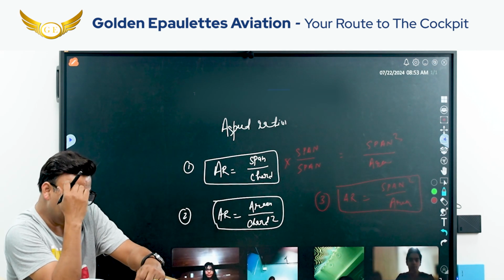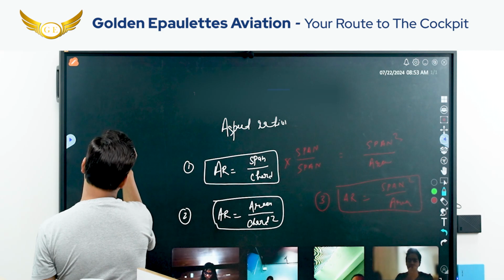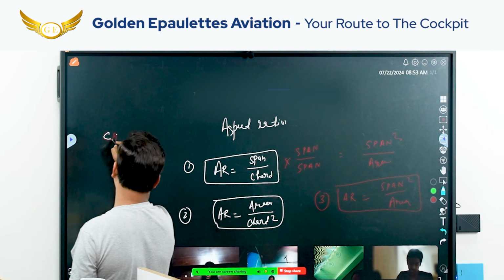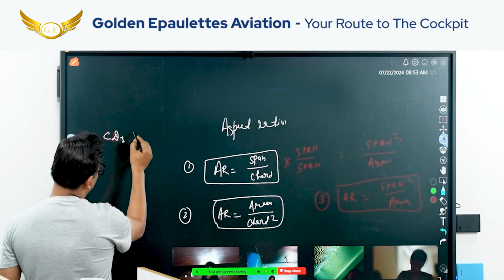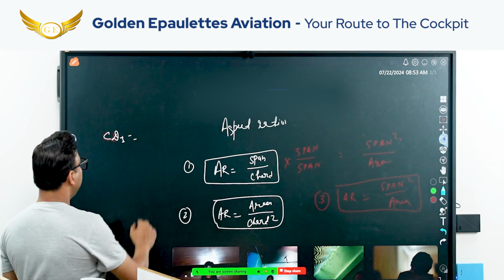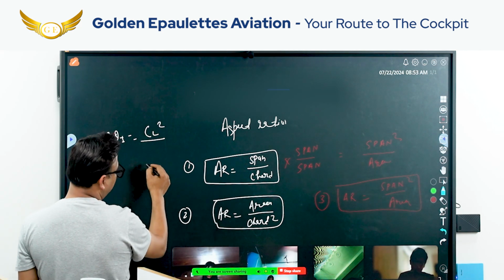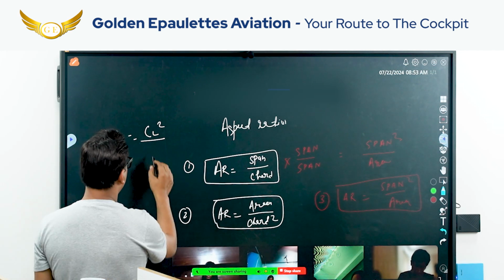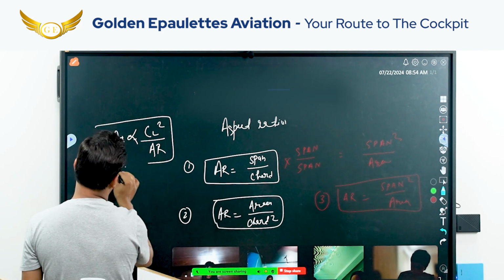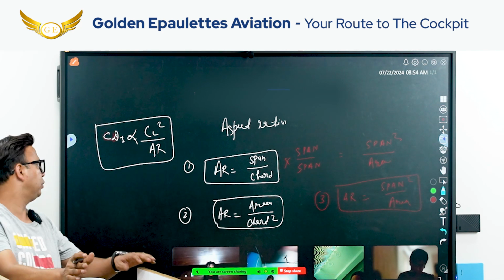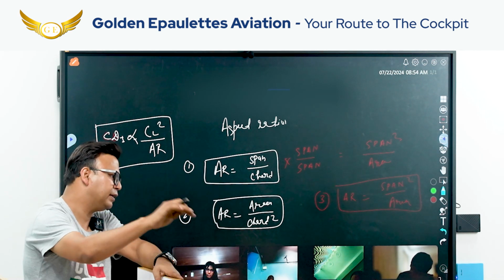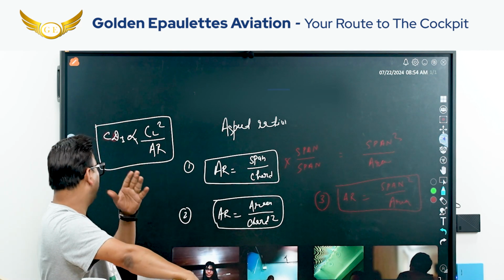Coefficient of induced drag, CDI, is proportional to CL squared upon AR. Coefficient of induced drag is proportional to CL squared upon AR. The point here is very important.